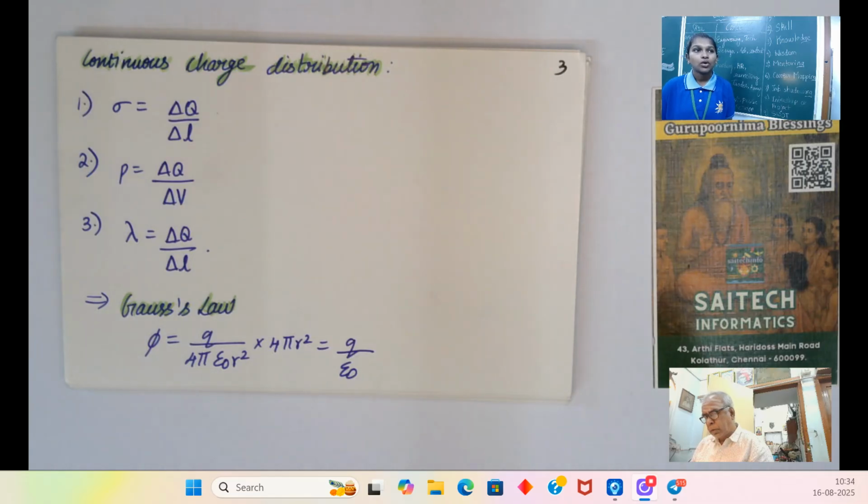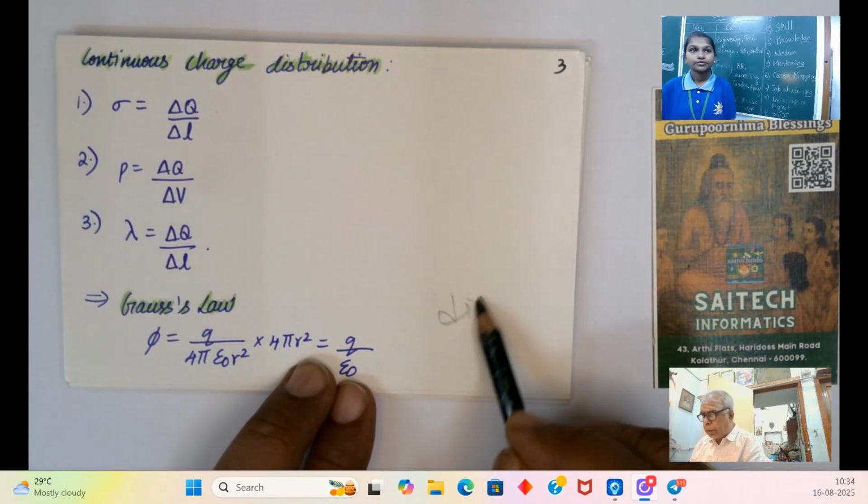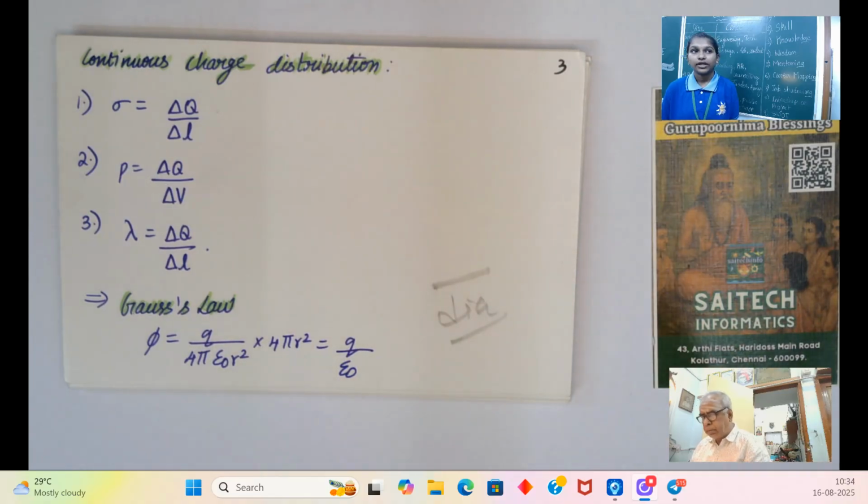Now we'll be seeing about Gauss law, which is phi is equal to q by 4 pi epsilon into r square into 4 pi r square, since it is spherical in shape. If we cancel out, we'll be getting q by epsilon naught. So diagram is required here. I'll do it later. Okay. And what is this phi? It is electric flux, sir.